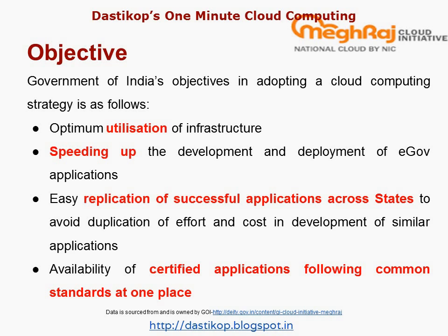Now the first thing that we have to do is remove all the redundancies in this and optimize that. And second is speeding up the development and deployment of e-government applications. So once we have decided that we should serve our citizens through e-services or digital services, we have to speed up. That means you have to develop a lot of applications.